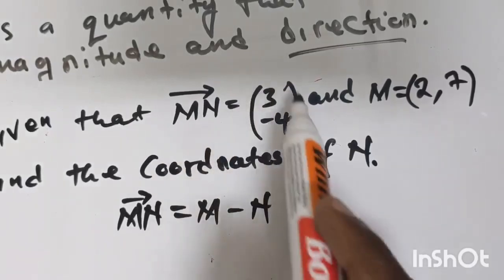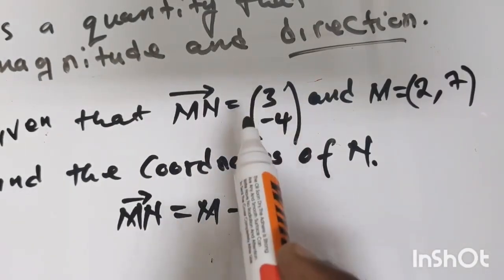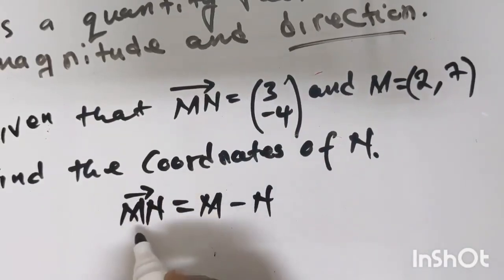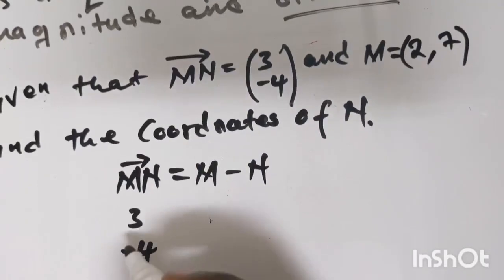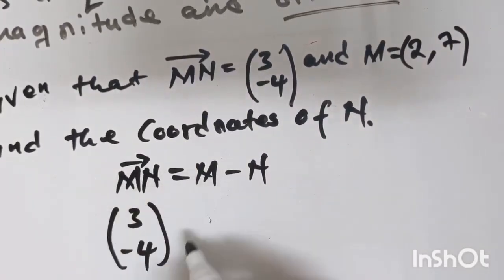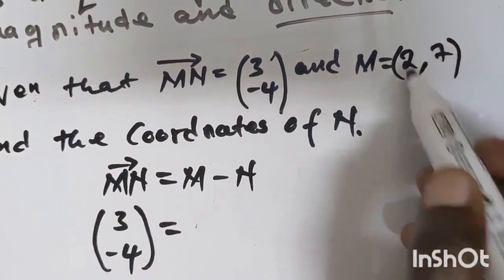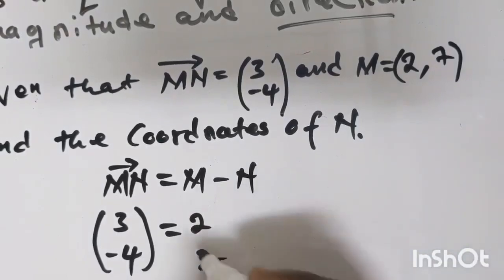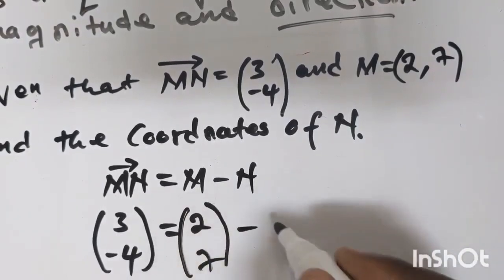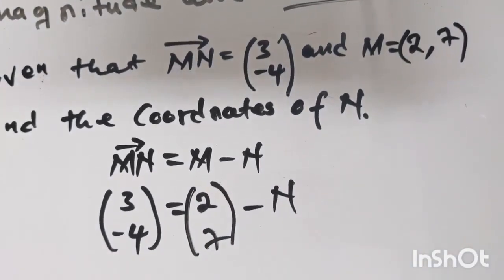Okay, so this is what we are going to do. We are going to replace the vector MN by that coordinate there. So they have already found the vector, which is (3, -4). So we have replaced it, is equal to M. M has these coordinates, so we are going to put (2, 7) in column form minus N. So how can we find N here?